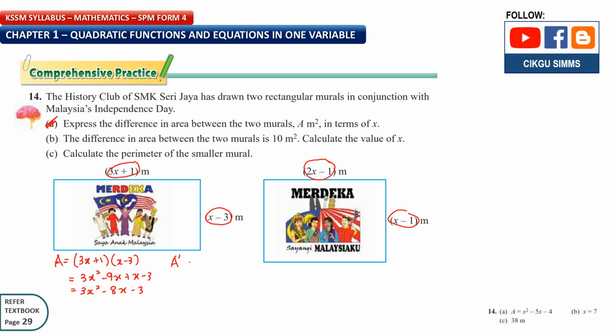I can put a symbol to differentiate the first area from the second area, or you can use another symbol also. 2x minus 1 times x minus 1, and then 2x squared minus 2x minus x plus 1. So 2x squared minus 3x plus 1. Is it correct? Let me check. Okay, and then the difference in area, so meaning I have to subtract.